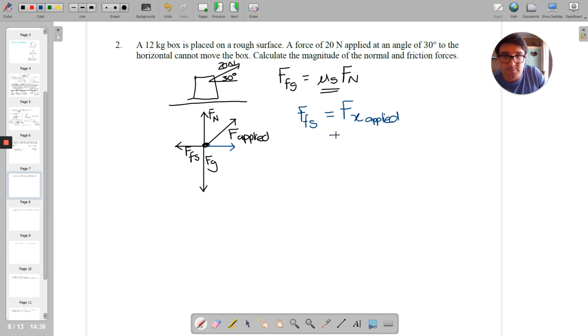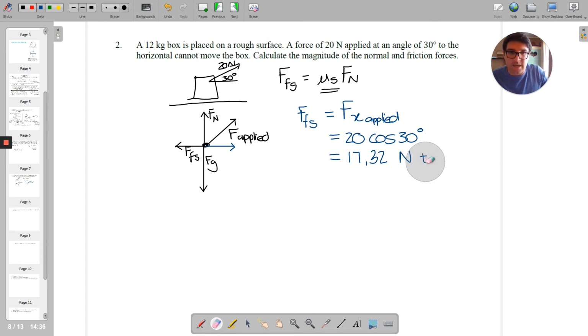Okay, so calculating that, if it's 20 newtons, for the x component we will use cos. So 20 cos 30 will give the value of that one. So 20 cos 30 gives a value of 17.32 newtons. They say to find the magnitude, so we don't need to add a direction, so that's fine.